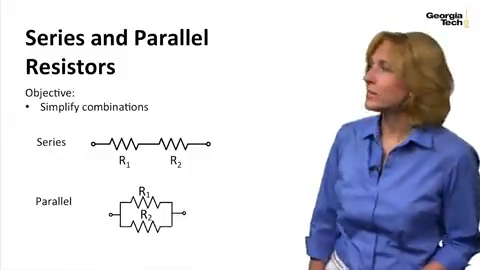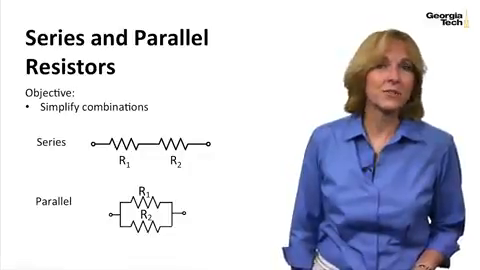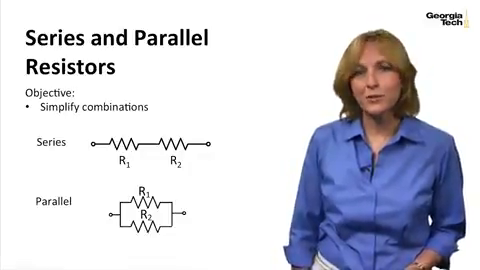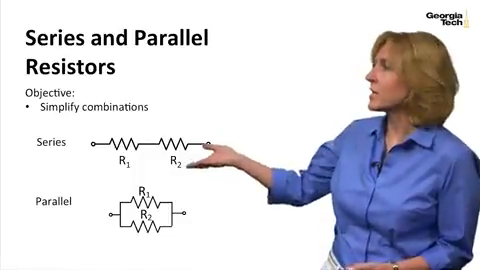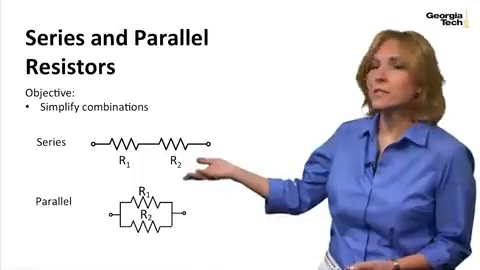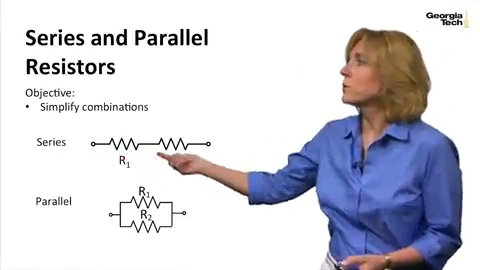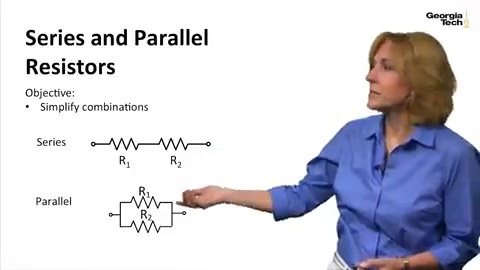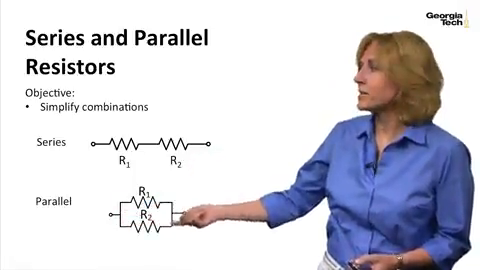The ultimate objective is to take a fairly complicated circuit and simplify it so it's easier to analyze. Well, the first step in doing that is to simplify very simple combinations, series resistors and parallel resistors. Now in series, again, we mean that we have the same current going through both resistors. That's what it means to be in series. And in parallel, we have the resistors connected at both ends.